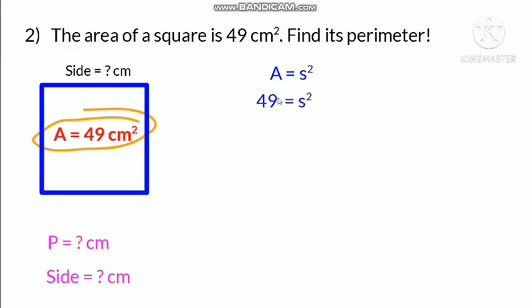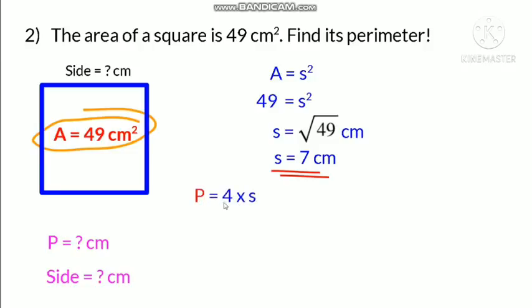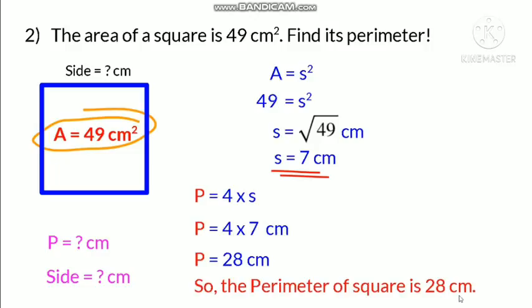Because the area is 49, we put 49 here equals side squared. So the side is equal to the square root of 49. So we get the side equals 7 centimeters. Now we can get the perimeter easily, of course. Remember, perimeter of square equals 4 times side. So we get 4 times 7 centimeters, and the perimeter equals 28 centimeters. So the perimeter of the square is 28 centimeters. That is the answer for number 2.